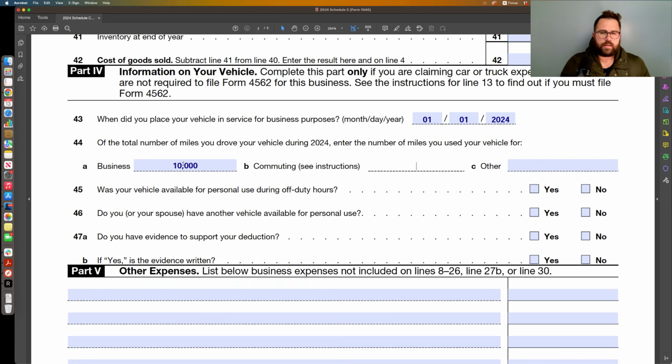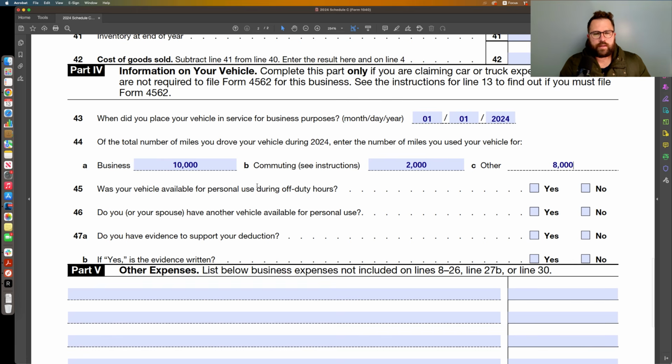Oh, and by the way, the commuting thing, you can't deduct commuting miles. So that's something I do want to point out. Basically, the miles from your home to your office, where you work every day, you can't deduct that. So let's say you live close to work, 2,000 commuting miles, 8,000 other. Then they ask you some questions down here. Was your vehicle available for personal use during off-duty hours? And don't freak out. It's okay to answer these yes. Just say the truth. If that's your only car, yeah, it's going to be available for personal use during off-duty hours.